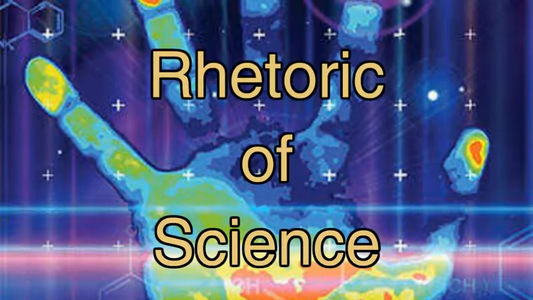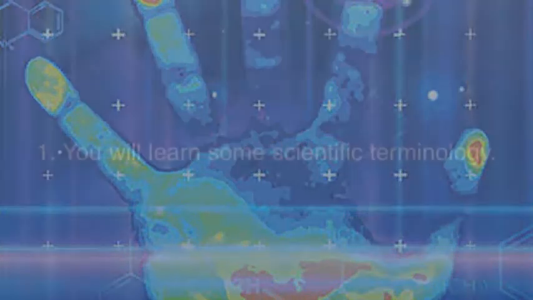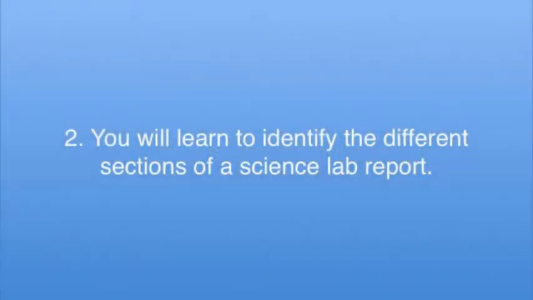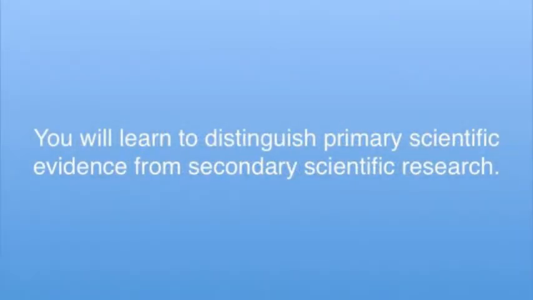In this module, you will learn not science, but the following things about the use of language and rhetoric in the sciences. 1. You will learn some scientific terminology. 2. You will learn to identify the different sections of a science report. 3. You will learn to analyze specialized language and put it into your own words. 4. You will learn to recognize the types of research that scientists do. And 5. You will learn to distinguish primary research evidence from secondary scientific research.